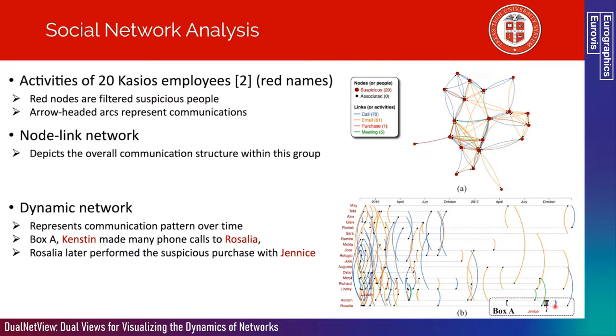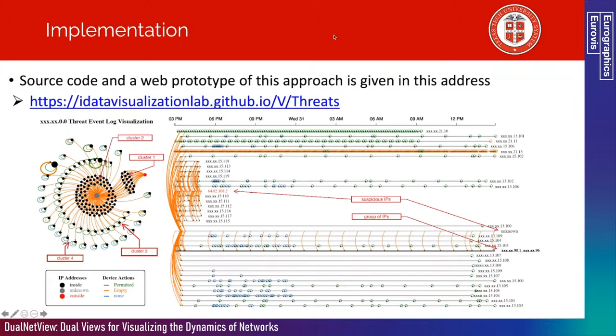This use case is also used to depict the helpfulness of the combination of the two views: the node-link diagram with aggregation of communication over time, and also the temporal pattern to detect the suspicious event. Implementation, source code, and a web prototype of this approach are given at this long address.